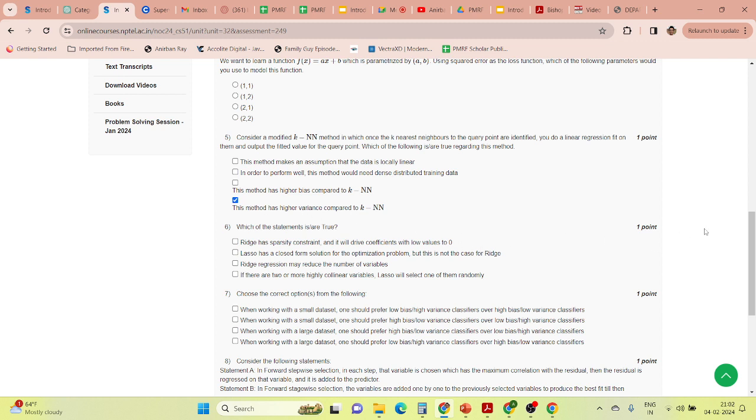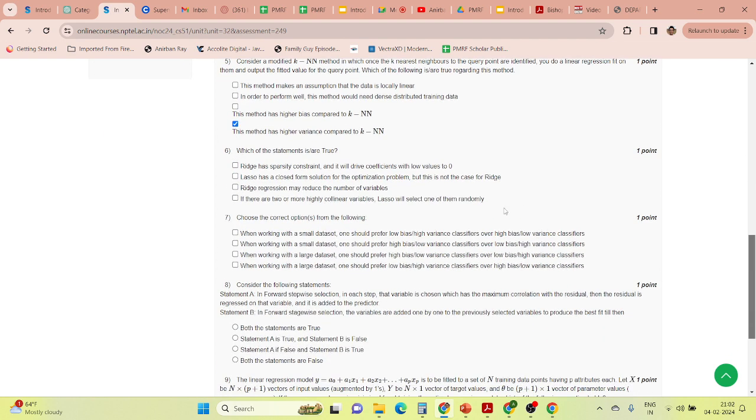Last one. Okay. Ridge and lasso are part of that. You'll need to use a prior with the likelihood, multiply both, and then maximize.